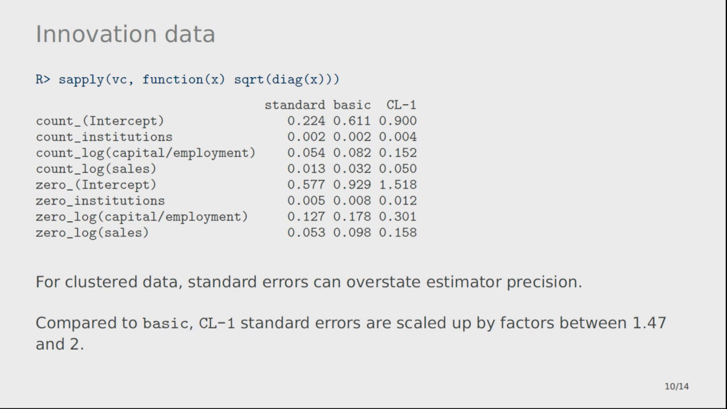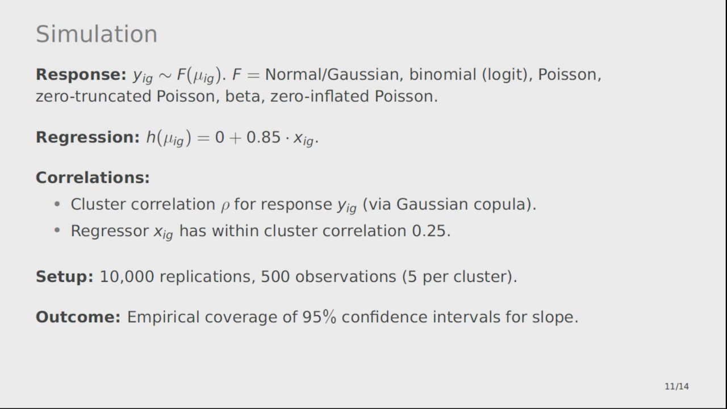A more systematic analysis was then, of course, carried out with a simulation study, where again the objective was to assess the performance of clustered standard errors beyond the GLM case. The simulation design is as follows. A couple of response distributions are investigated: Gaussian, binomial with a logit link, Poisson, zero truncated Poisson, zero inflated Poisson, and beta responses. We have a linear predictor with a link function h, expected value mu, and with coefficients 0 and 0.85 for the intercept and slope parameters. However, these coefficients can be interchanged without affecting the results.